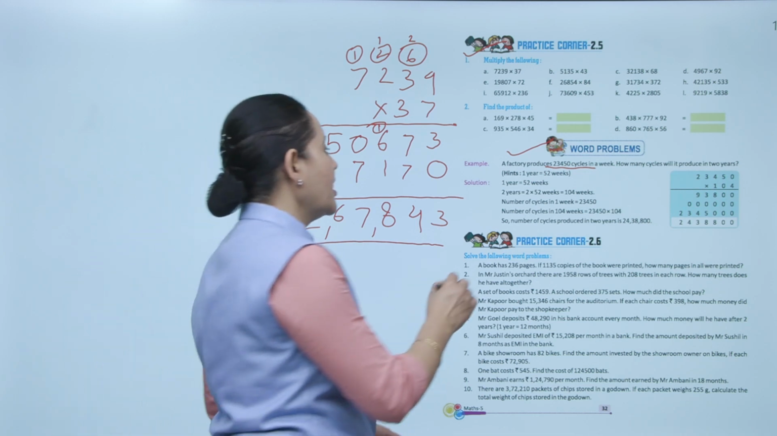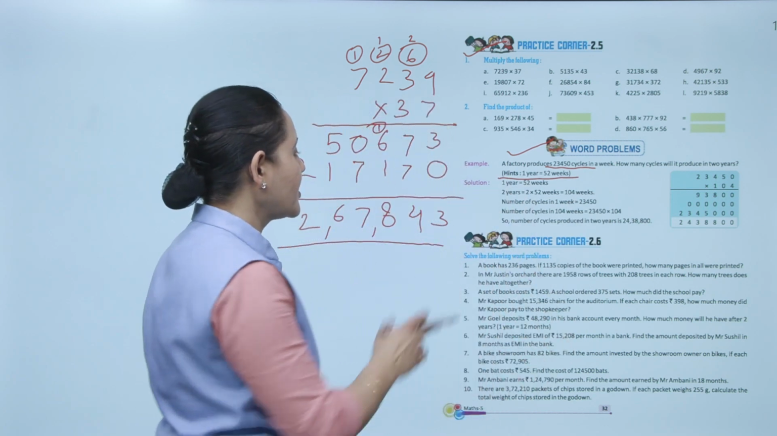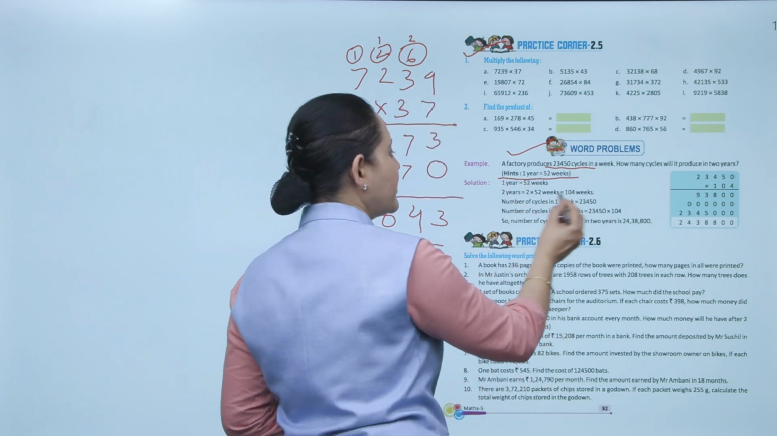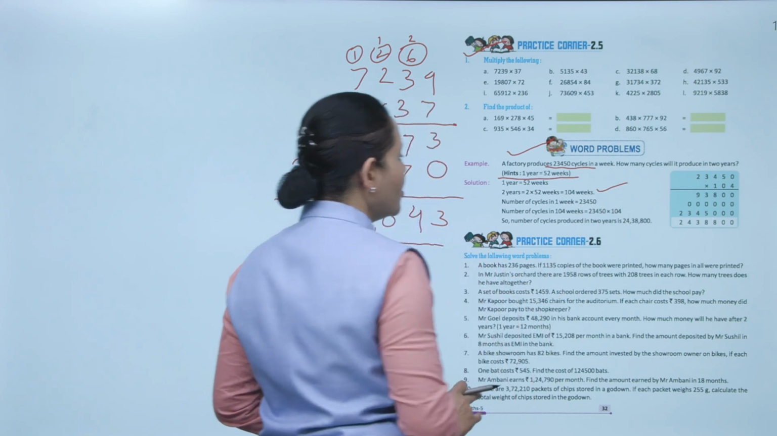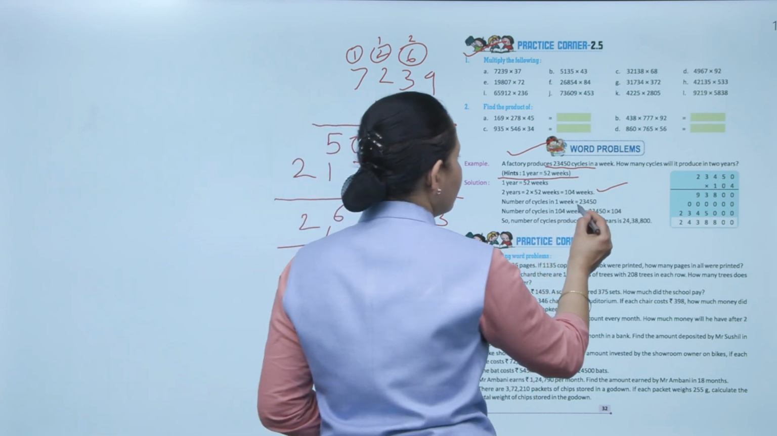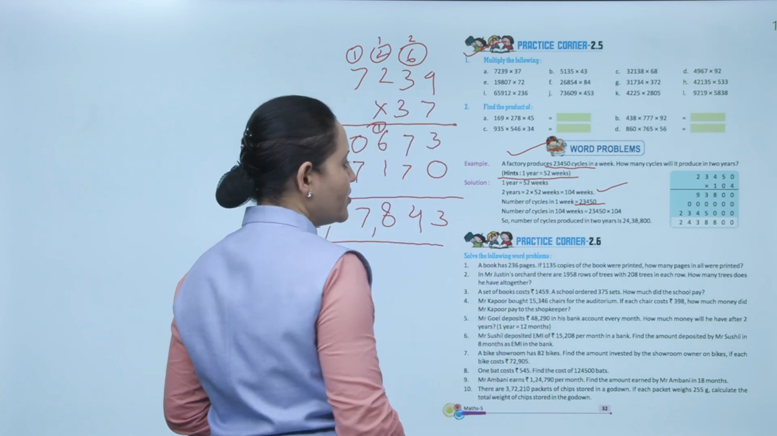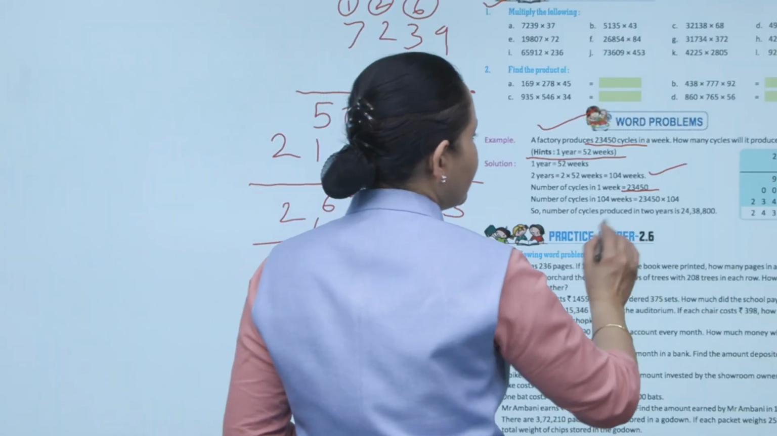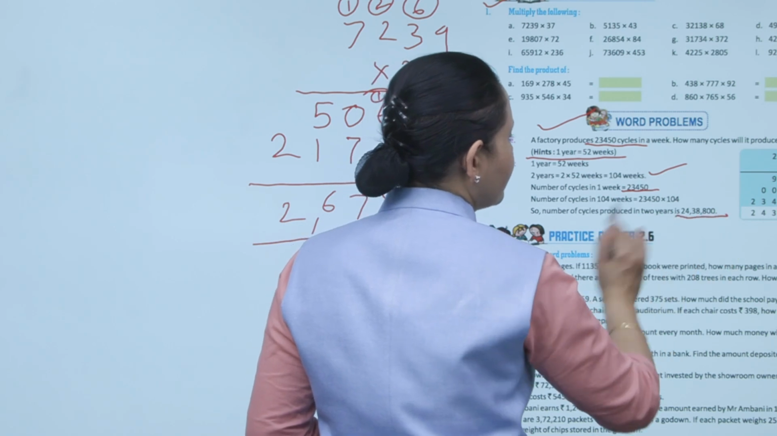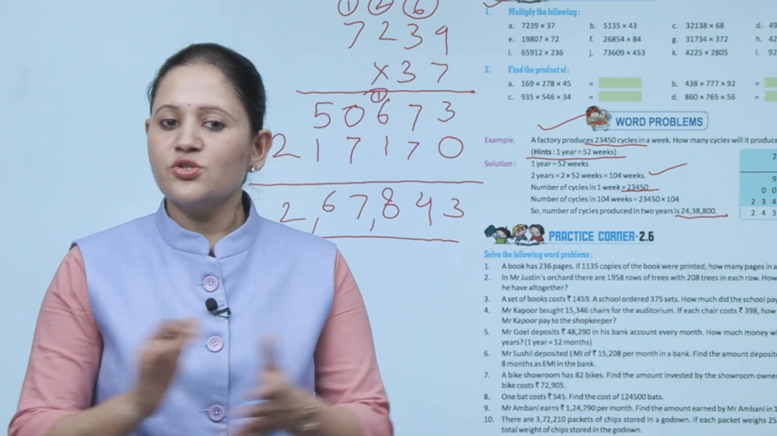As we know, in 1 year there are 52 weeks. So 2 years में कितने हो जाएंगे? 52 multiplied by 2 that is 104 weeks. So number of cycles in 1 week that is 23,450. So 104 weeks में क्या हो जाएगी? 104 से multiply कर देंगे. So answer is 24,38,800. That is the total number of bicycles produced in 2 years.